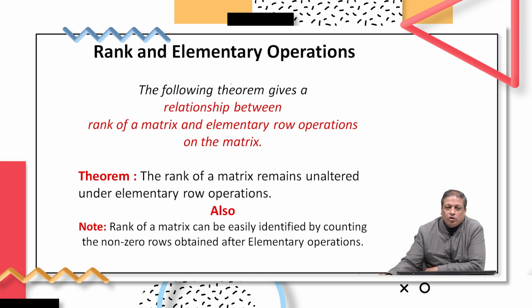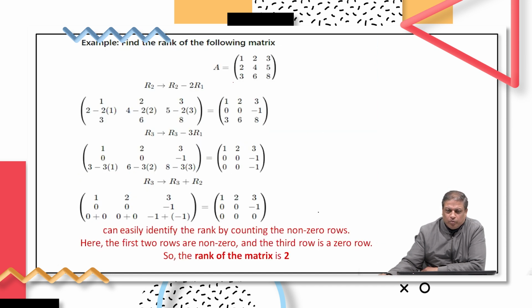So, whatever non-zero rows are obtained after performing the elementary row operations or column operations is the rank of a matrix, and the rank of the matrix is not altered by performing the elementary row or column operation. Now, let us understand this theorem by solving one more numerical. Find the rank of the following matrix. The matrix given to you is 1, 2, 3, 2, 4, 5, 3, 6, 8.